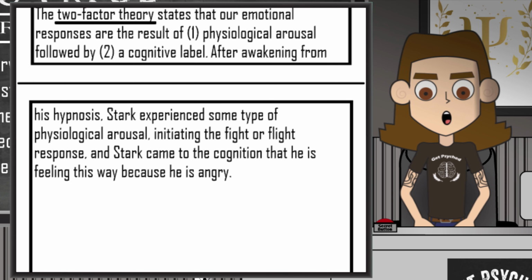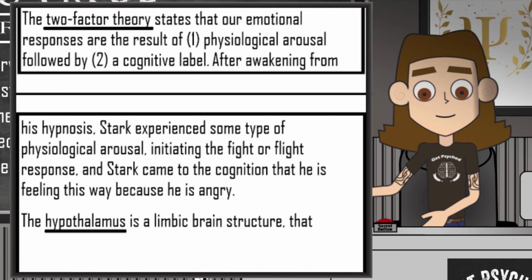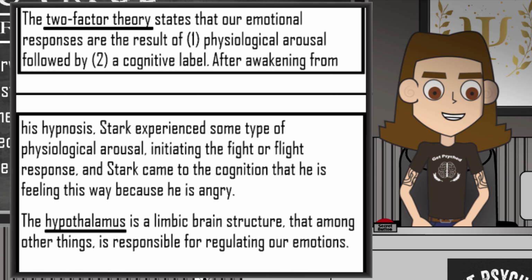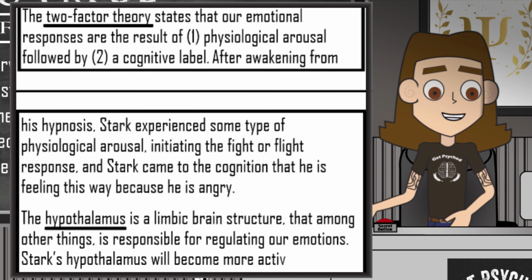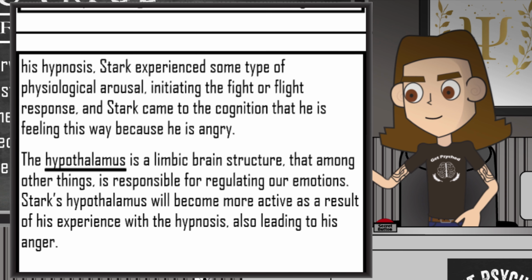So let's skip a line and move on to the hypothalamus. The hypothalamus is a limbic brain structure that, among other things, is responsible for regulating our emotions. To score a point here, all you have to do is state how Stark's hypothalamus will become more active as a result of his experience with the hypnosis, also leading to his anger.